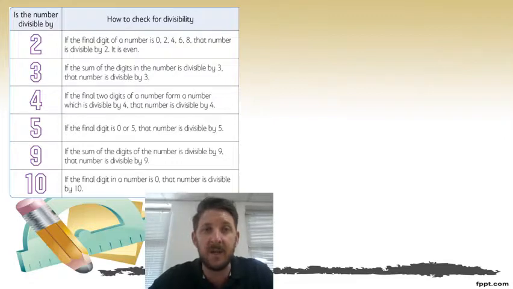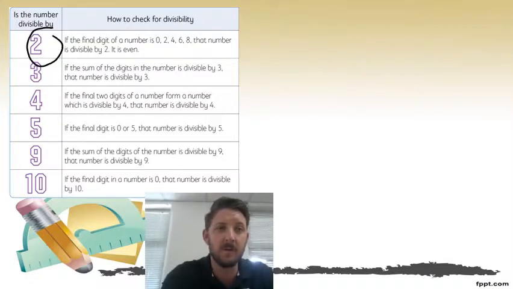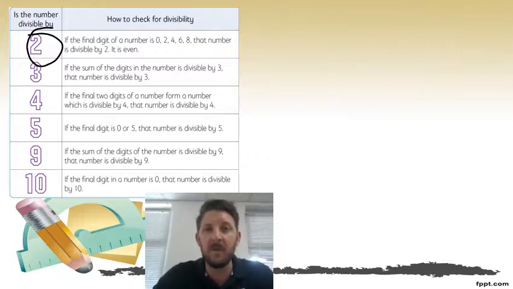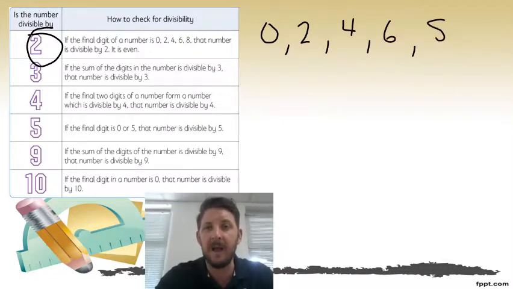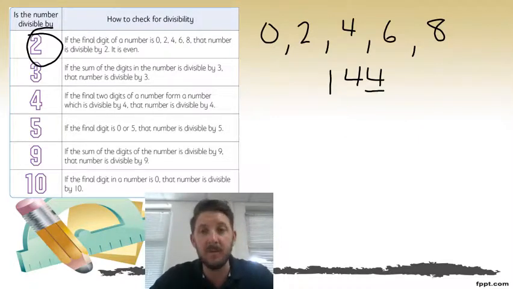I'm going to start off with the easy ones, 2, 5 and 10. If we look at 2 first, if you know your even numbers, and your even numbers are obviously numbers ending in 0, 2, 4, 6 and 8, those will always be divisible by 2. So a number like 144 ends in a 4. Because it ends in a 4, it must be divisible by 2.